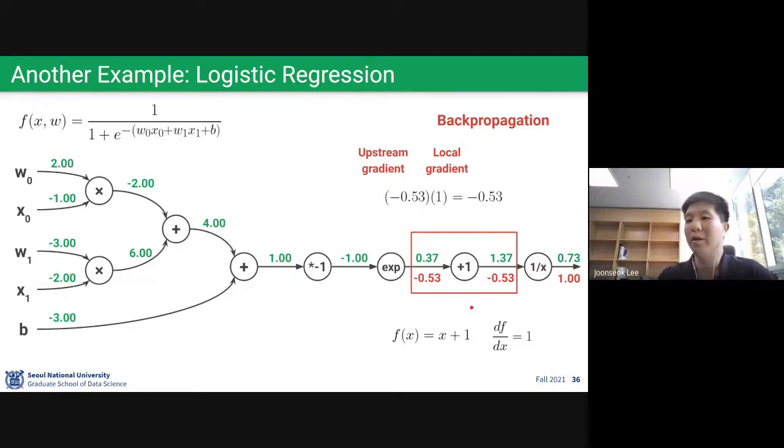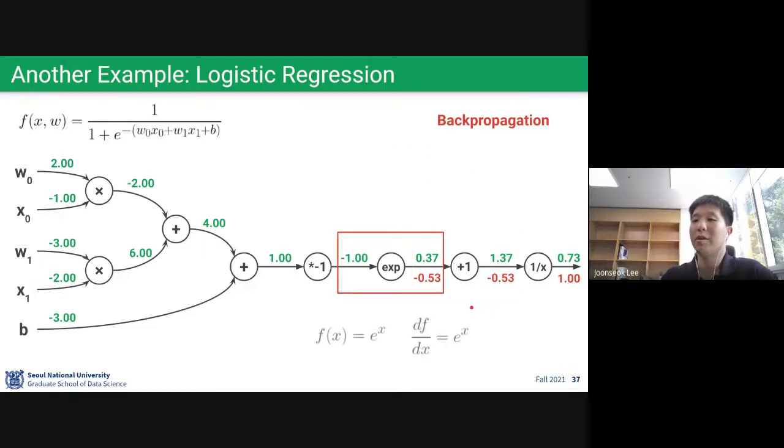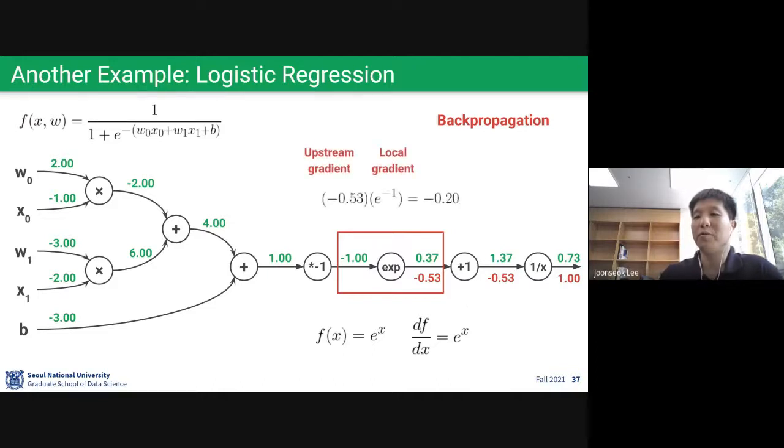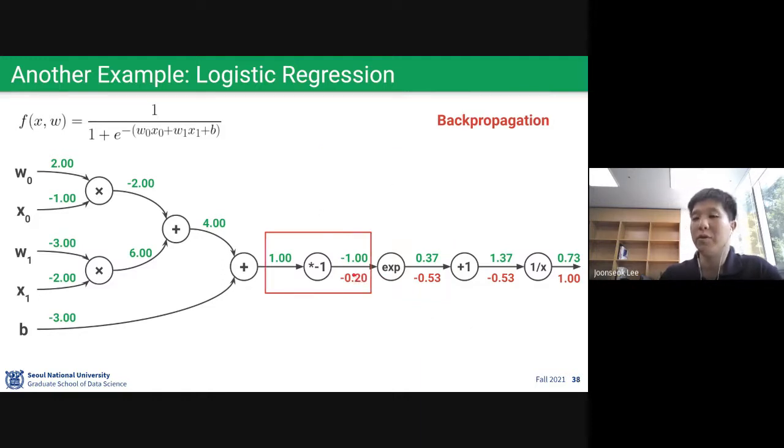So in this way, we can repeat this. Please do this as your exercise. We repeat this for the upstream gradients and local gradients at each node, and we can compute its output. We repeat it again and again to get the output gradients.